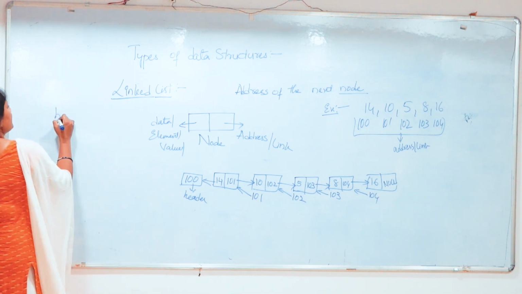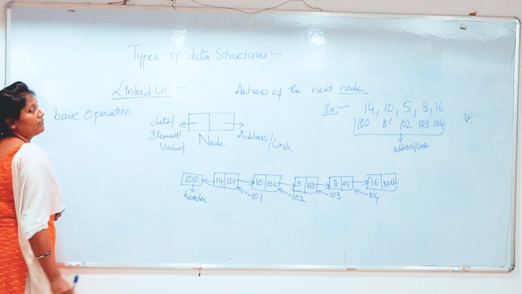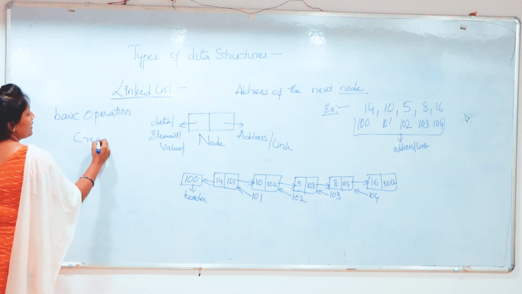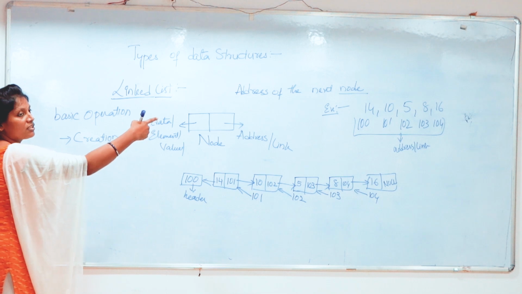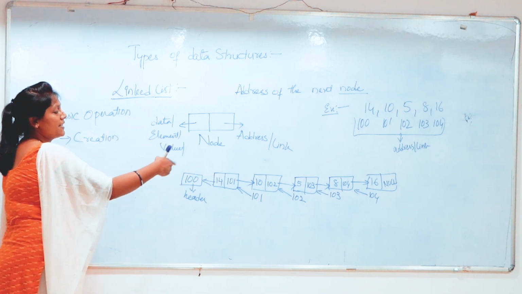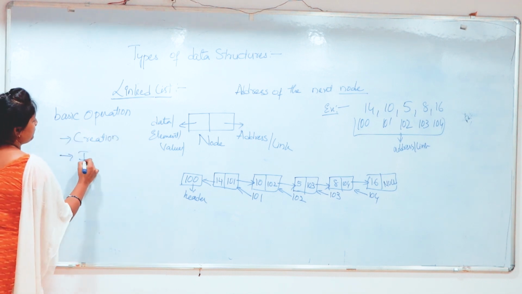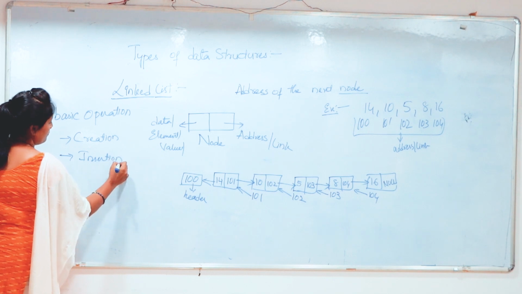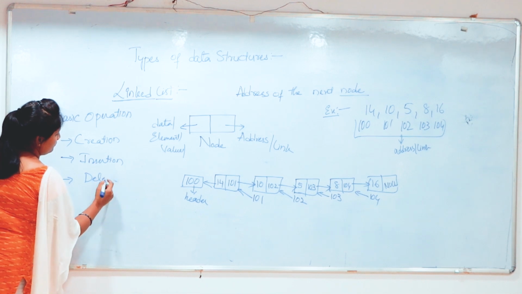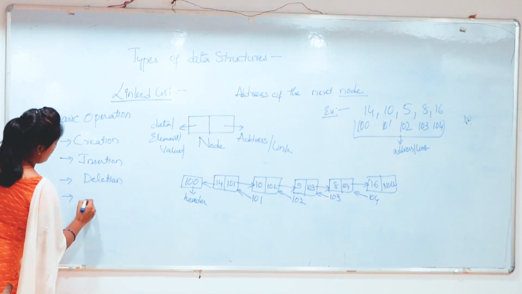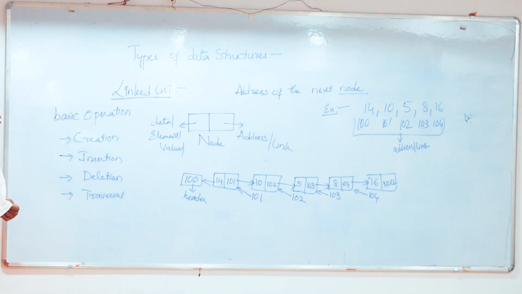Here also, the basic operations performed on the linked list are: first, creation, that is creating a node structure, inserting the elements and linking using the address of the next node. That is creation. Next, insertion, deletion, traversal. These are all the 5 basic operations.